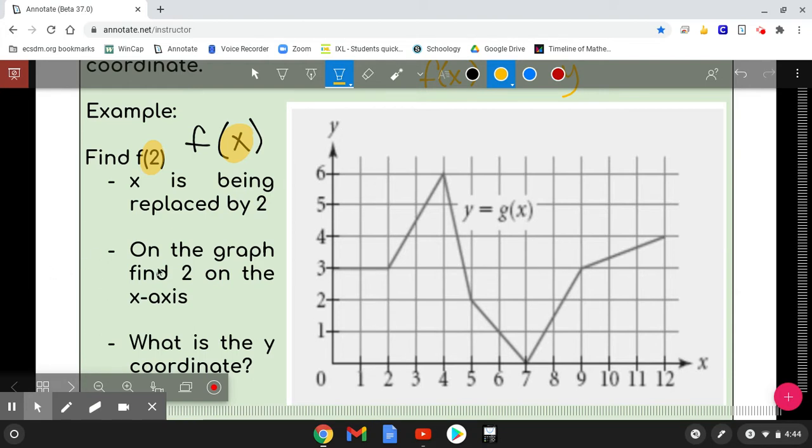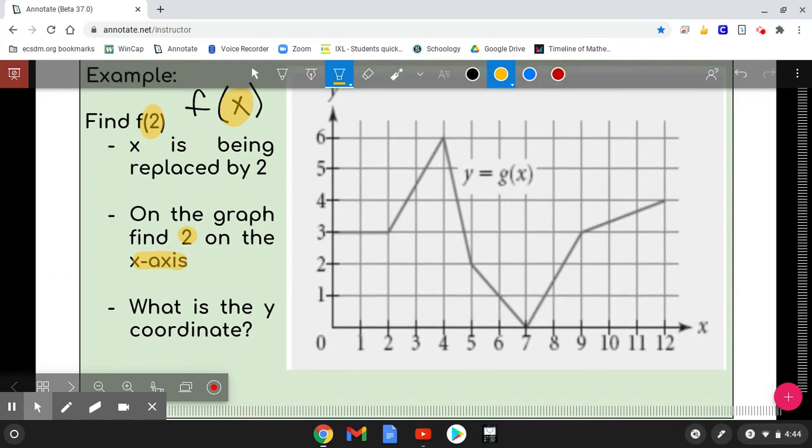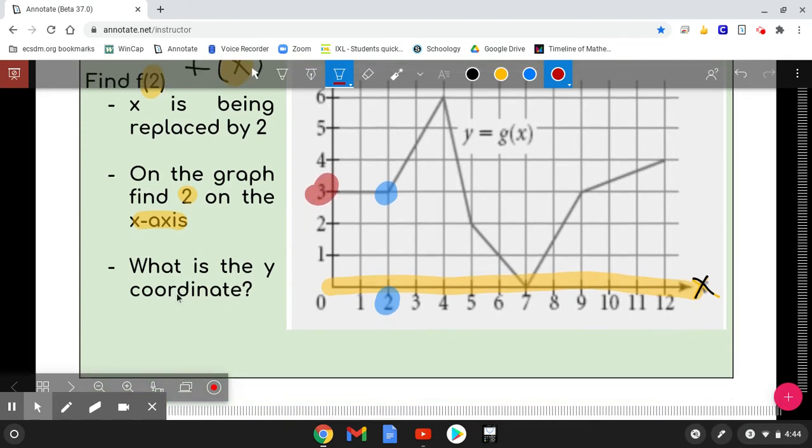So on the graph, we're going to find 2 on the x-axis. Now this is our x-axis here, and it's labeled right here, x. So we're going to go to 2 on the x-axis, which is right here, and we're going to go up along there until we hit this function here. So when x is 2, what is our y? When x is 2, our y is 3. Now, our y coordinate here is 3.